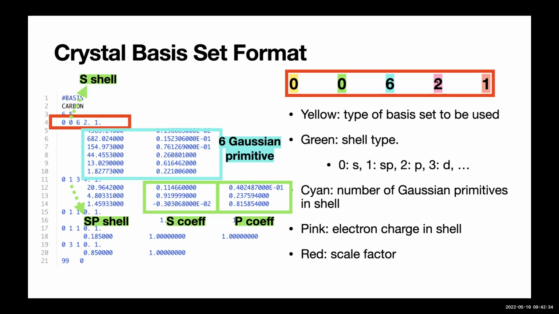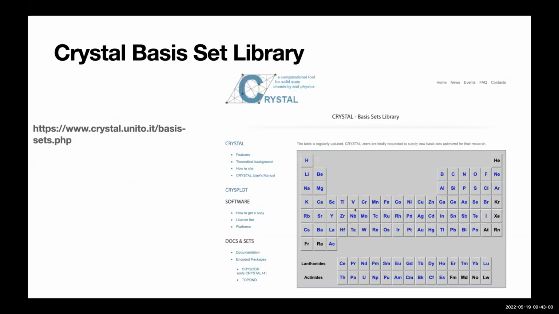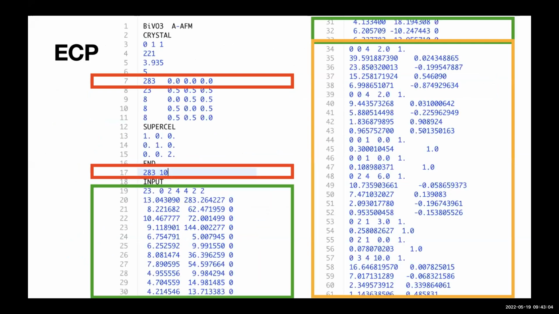And the pink 2 tells you the number of electrons in this specific shell, the electron charge. So for the 1s we have 2 electrons, so it is 2. And the red 1 at the very end of this line is just a scale factor. Okay, so we went through that.